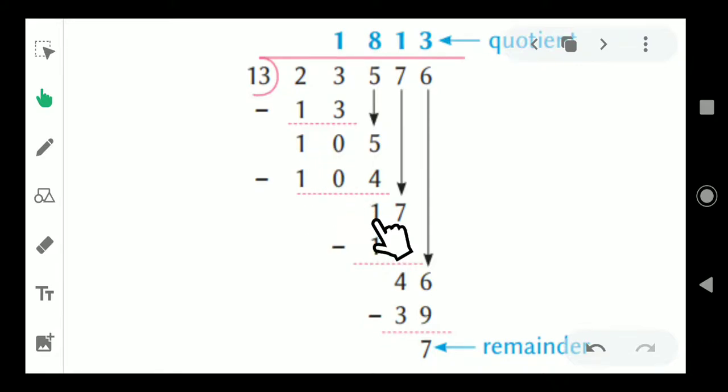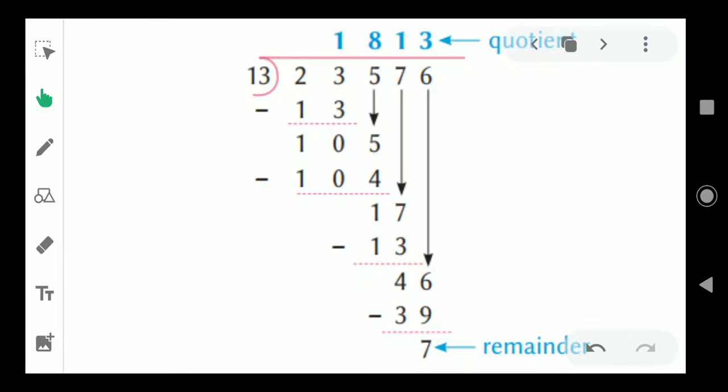So in 1, there is no 13. So take the next digit down. 17. In 17, how many 13s are there? 1. 1 into 13, 13. 7 minus 3 is 4. 1 minus 1, 0. In 4, there is no 13. So take the next digit down. Now it becomes 46. In 46, how many 13s are there? Only 3. 3 into 13 is 39. Now subtract it. 16 minus 9 is 7. Here 3 minus 3, 0.